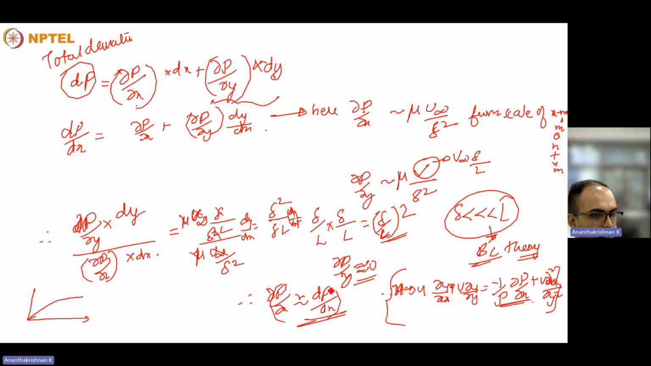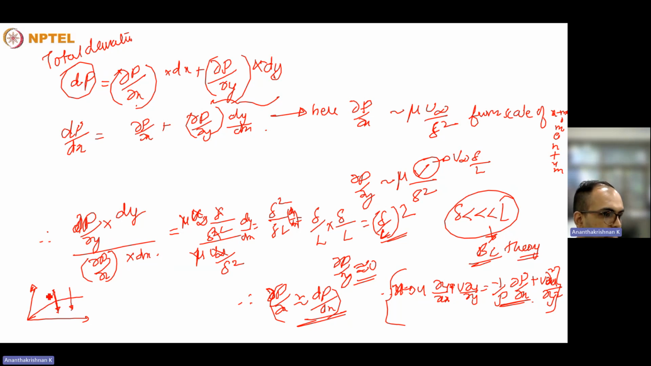So in this case, we can assume ∂P/∂X will be equal to the ordinary differential of the pressure with respect to the X direction. And also we can say that ∂P/∂Y is close to zero. That is, the vertical pressure gradient will be equal to zero. So that means that the pressure gradient in this vertical direction will be equal to zero.